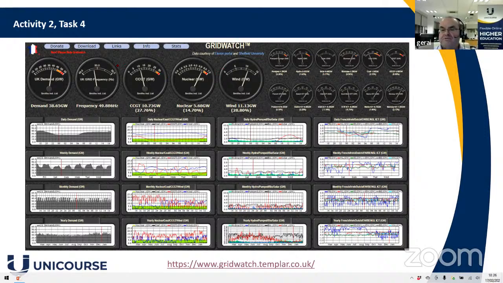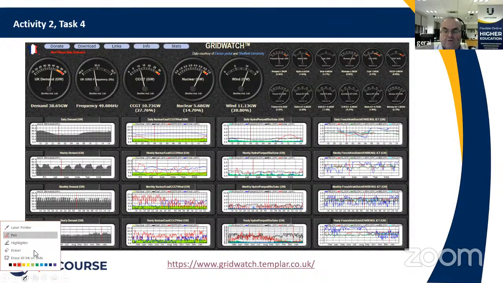So what this is, this was taken about an hour ago. And what this gives you is tells you where our energy supplies come from. Now, if you look at this graph that I'm highlighting here now, so let me put the pen on.